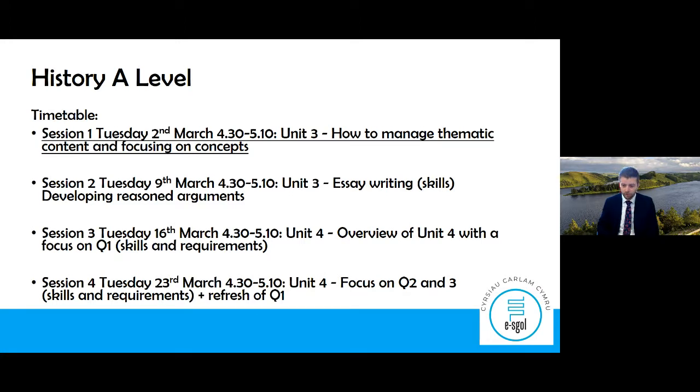The first Unit 4 session will be an overview of Unit 4 and a focus specifically on question 1. Then the second session with Ms. Thomas, on the 23rd of March, will focus on question 2 and question 3, those skills and requirements, as well as a bit of a refresh of question 1. So over these next 4 weeks, you'll get a good outline of both Unit 3 and Unit 4 in the build-up for when you return to school or college, and in readiness for gathering that evidence for your grades at the end of a 2-year course.